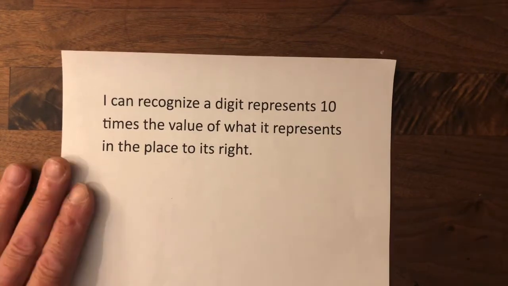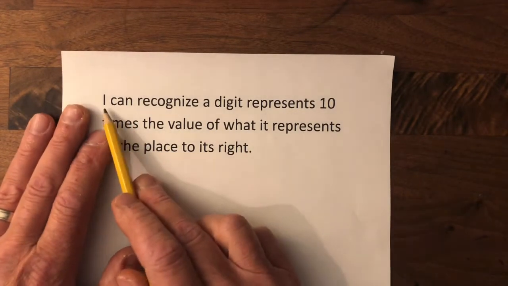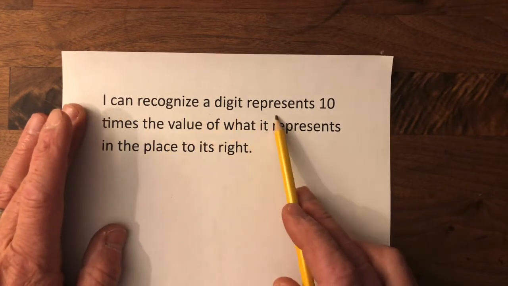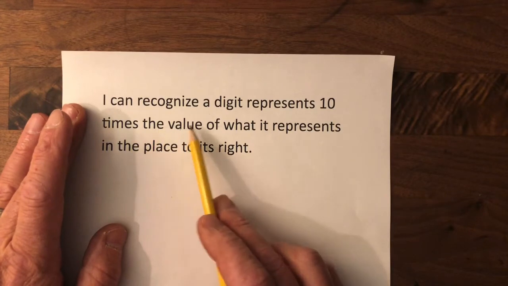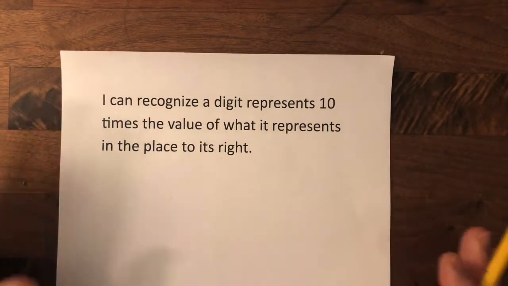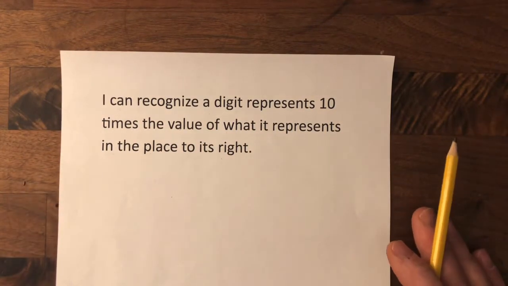So here we go. What I see here is: I can recognize that a digit represents 10 times the value of what it represents in the place to its right. Now that's a mouthful, but let's talk about what it means real quick, okay?